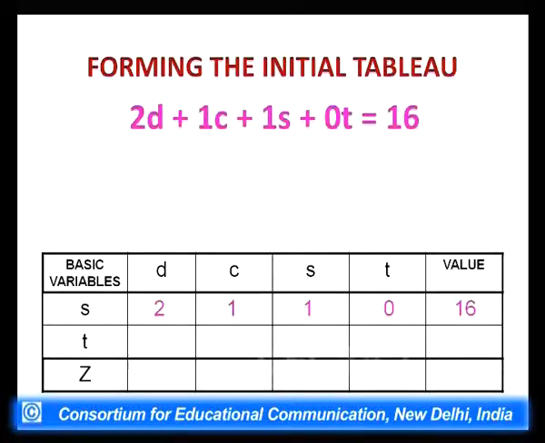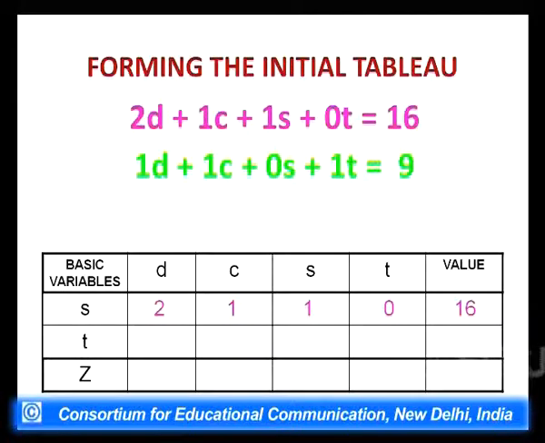Now I am explaining the simplex method. This is for the first constraint. Similarly for the second constraint, we shall be writing the coefficients in the second row. The second equation is 1d plus 1c plus 0s plus 1t is equal to 9. Under D 1 will be written, under C again 1, under S of course 0 because 0 is the coefficient of S in this particular constraint. Under T 1 will be written, and under value 9 will be written. Just look at the slide, and 1, 1, 0, 1 and 9 have been written.